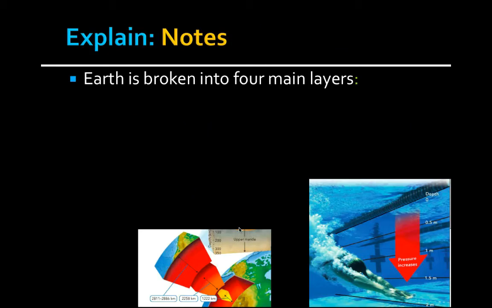Our Earth is broken into 4 main layers. On the left-hand side of your Cornell notes, your first topic to write down is Earth layers. Across from that, on the other side of the line, on the right side, you're going to give the examples of the 4 Earth layers.